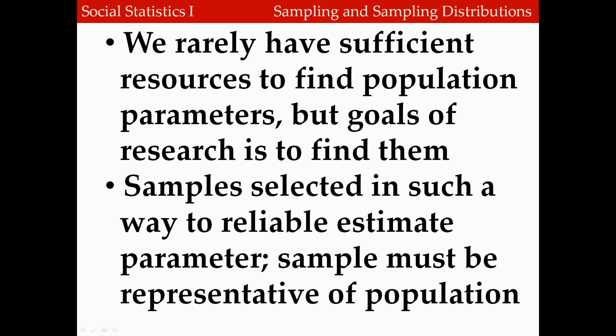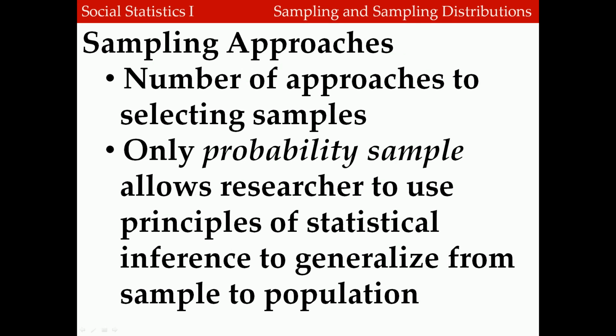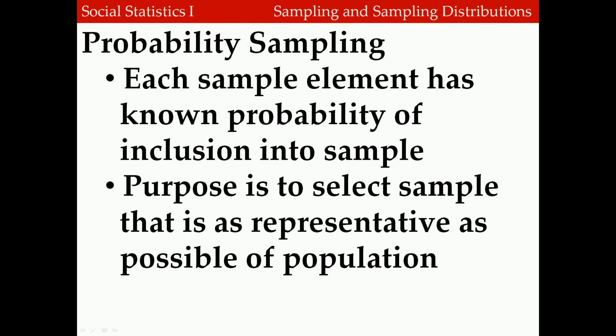So we rarely have sufficient resources to find the population parameters, but our goal in research is often to find them. And so we have to select a sample in such a way that we get reliable estimates of the underlying population parameters. And therefore the sample must be representative of the population. How do we ensure representativeness? Well, there's a number of different approaches to selecting samples, but only probability sampling allows researchers to use the principles of statistical inference to generalize from a sample to a population. And probability sampling is defined such that each element of the sample has a known probability of inclusion into the sample.